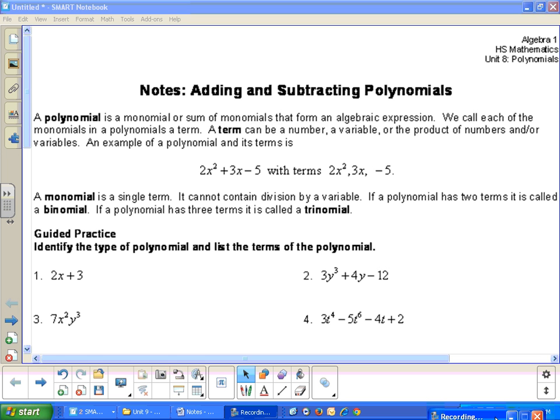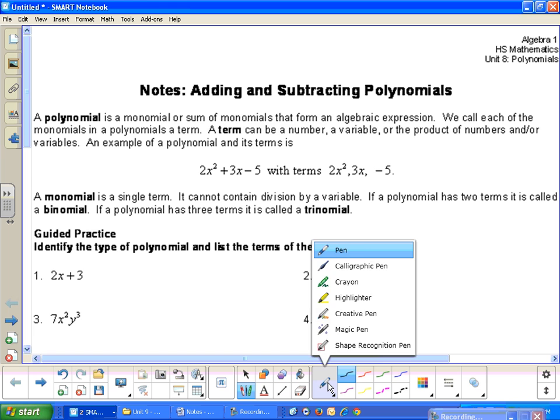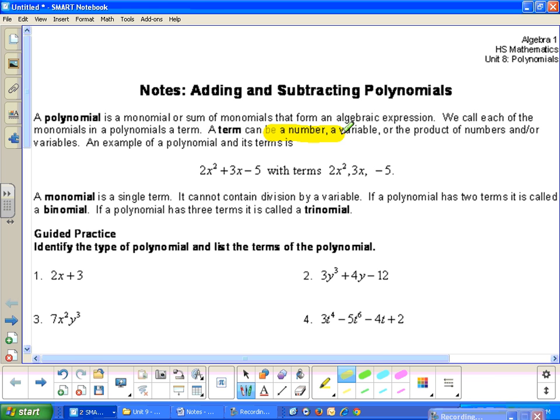Speaking of adding and subtracting polynomials, the main thing here is we want to have a good vocabulary. If you look at the top, it talks about a polynomial being a monomial or a sum of monomials that forms an algebraic expression. We call each of the monomials in a polynomial a term. Here, a term can be a number, a variable, or the product of numbers or variables. An example of a polynomial and its terms would be 2x squared plus 3x minus 5.